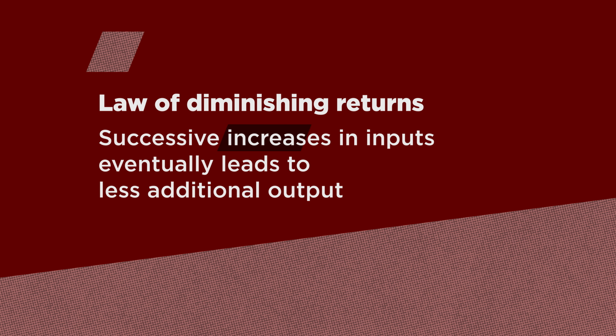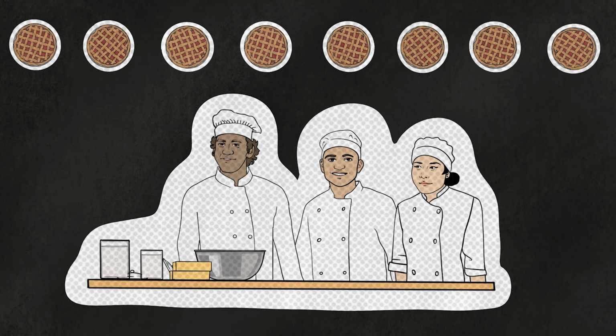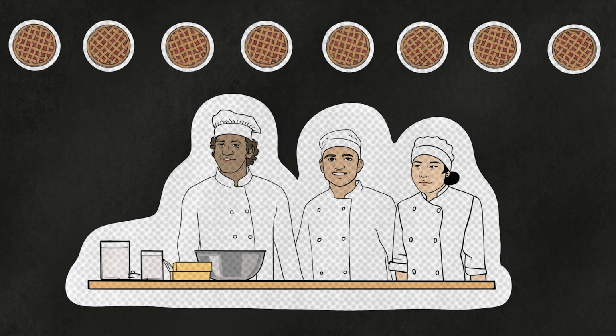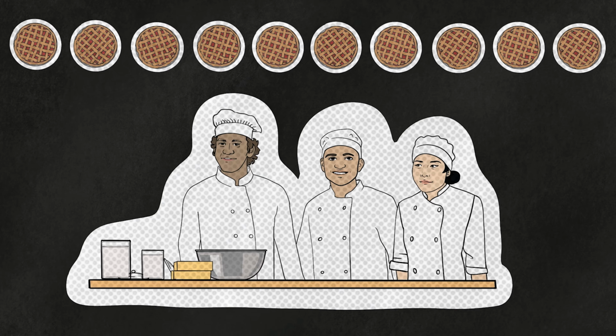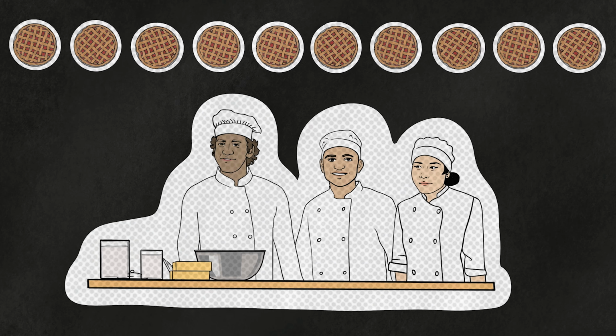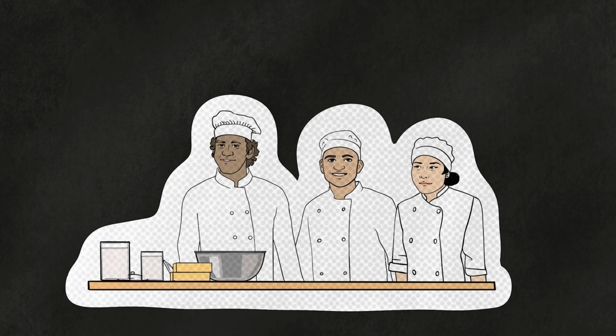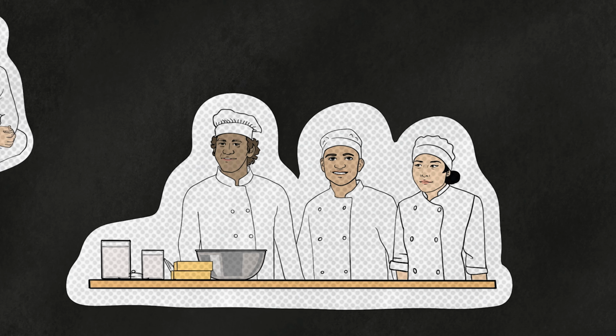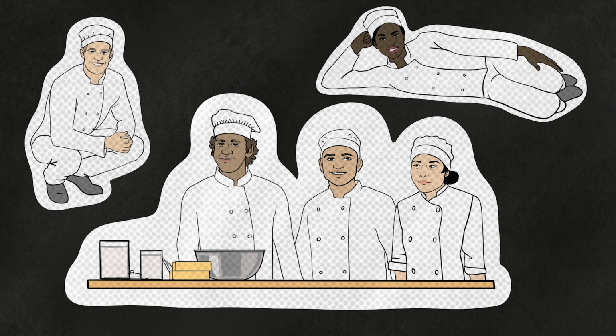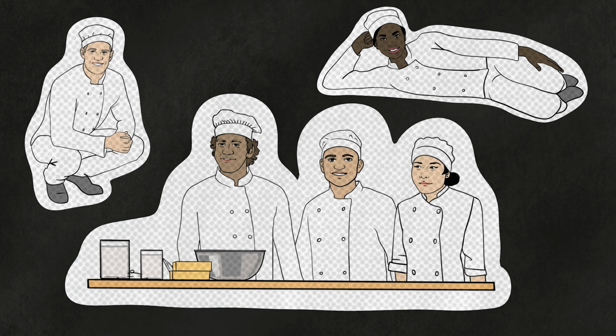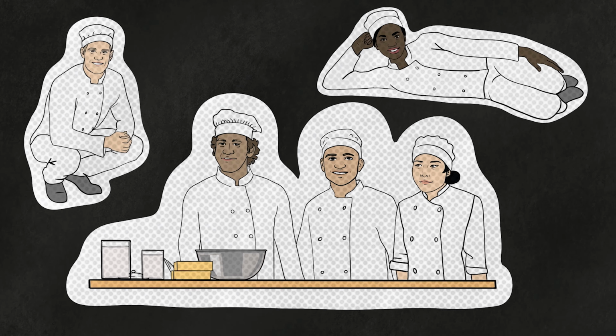So the law of diminishing returns states that successive increases in inputs eventually leads to less additional output. So for example, say the owner hires a third worker and the number of pies goes from 8 to 10. So here we can see the marginal product from this worker was only 2 instead of 3. So this could have occurred because the bakery doesn't have the space for the third worker. You can even imagine that adding too many workers would eventually decrease productivity when it got to the point where the bakery was too crowded.